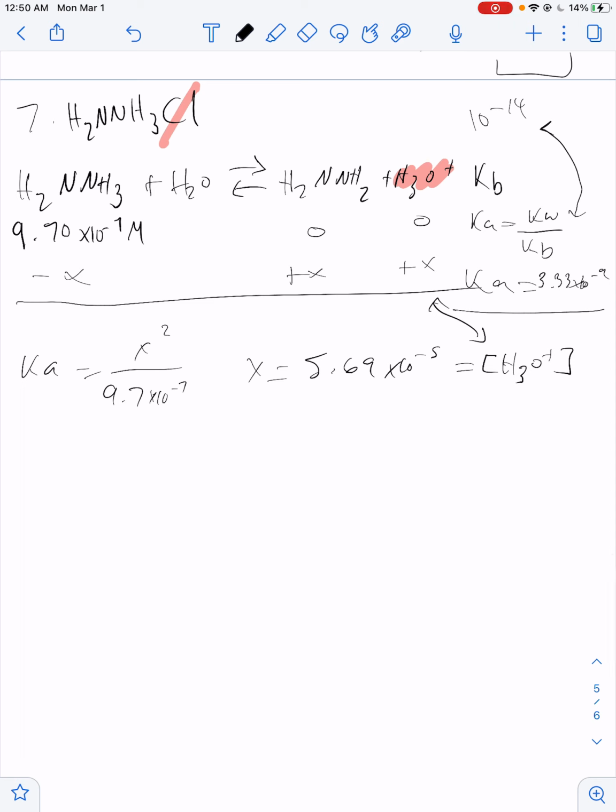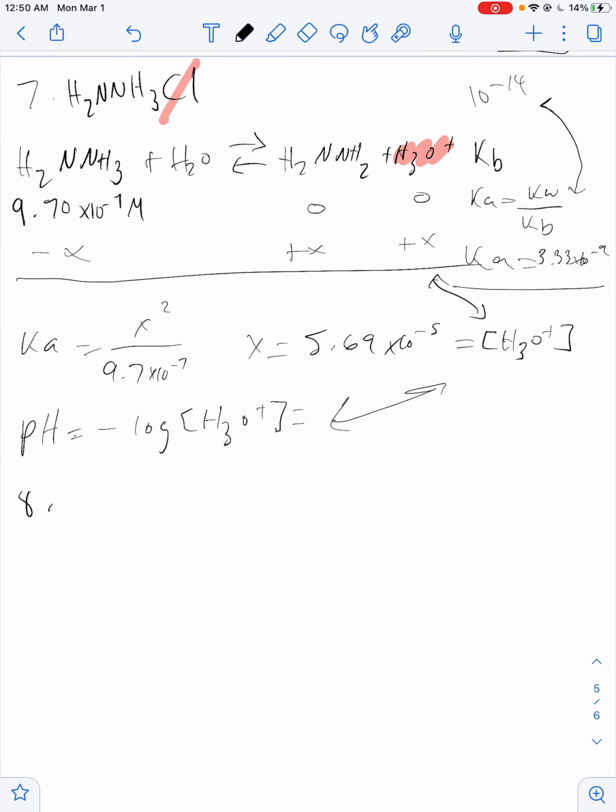And now we need to find pH. pH is negative log of H3O+. I don't have the number here, but whatever you get. Oh yeah, sorry, 4.25.